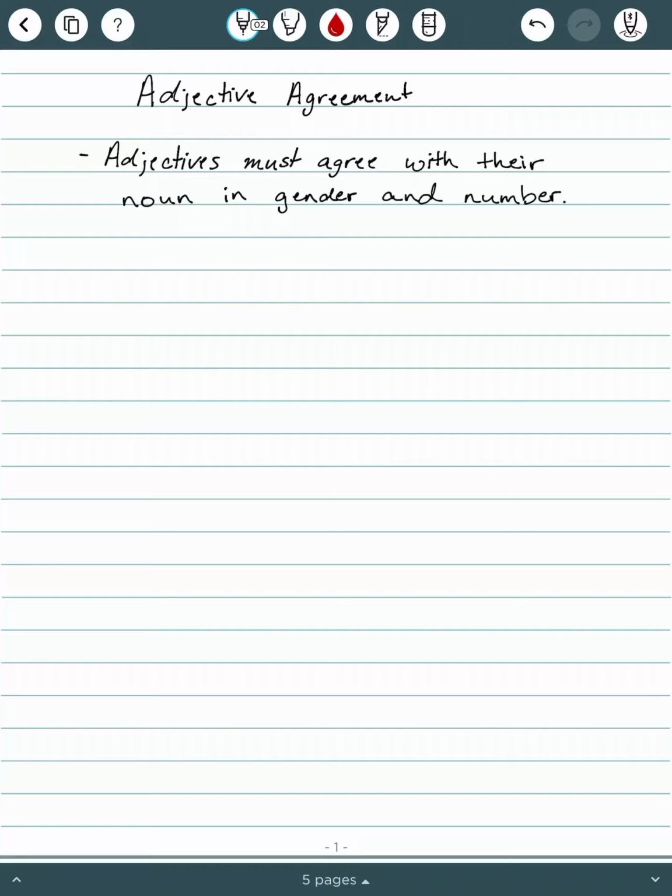Estudiantes, today we're going to take a look at adjective agreement. So the first thing that we need to know is that in Spanish, adjectives must agree with their noun in gender and number. So by gender, I mean masculine or feminine. And by number, I mean singular or plural.